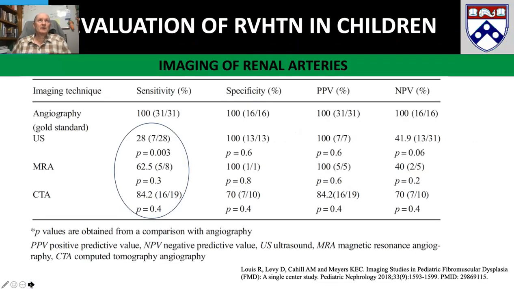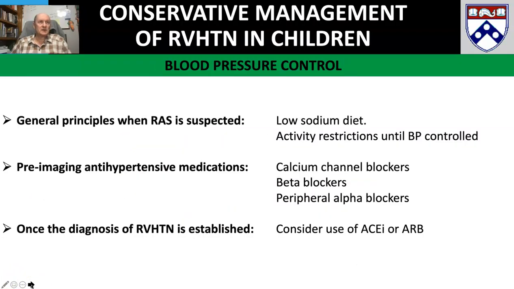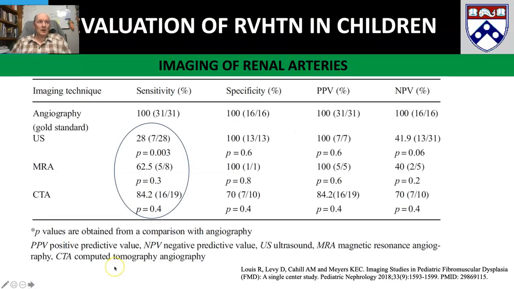So what about imaging of the renal arteries in children? Well, we've shown that the sensitivity of the renal ultrasound is not very good. So you can see 28%. A little bit better with MRA and fairly good with CTA, but certainly not as good as angiography, which we used as our gold standard.